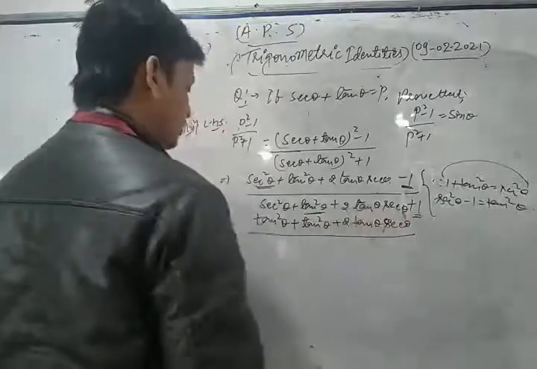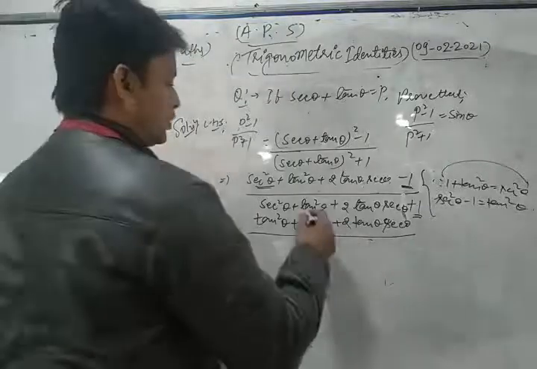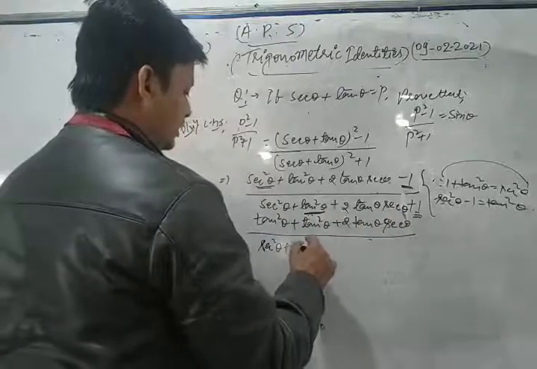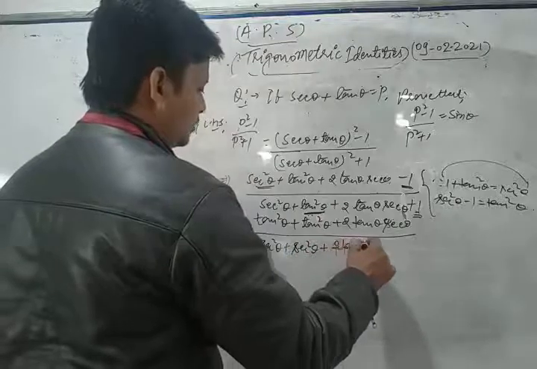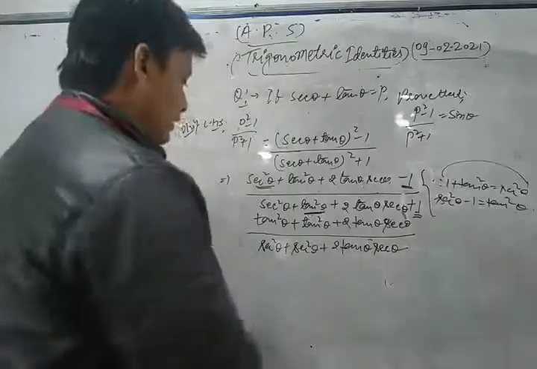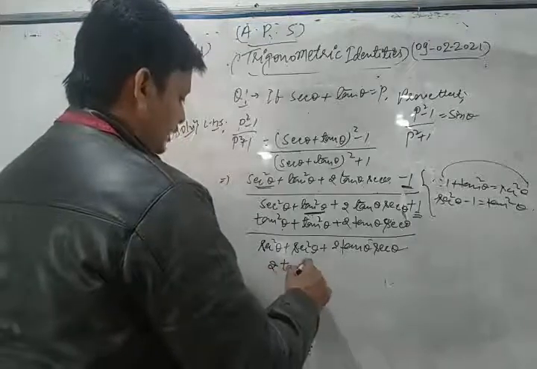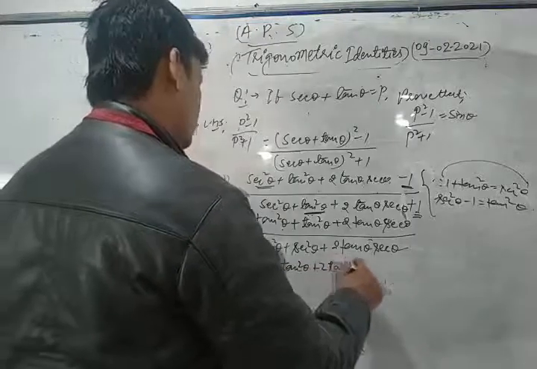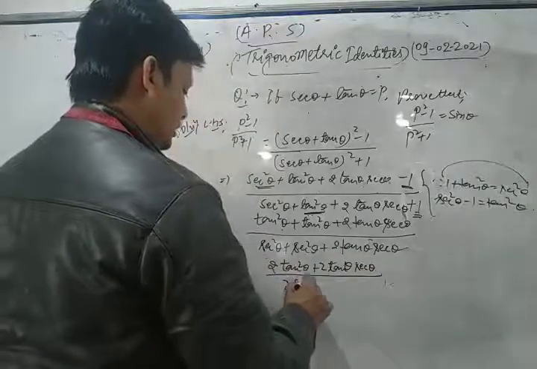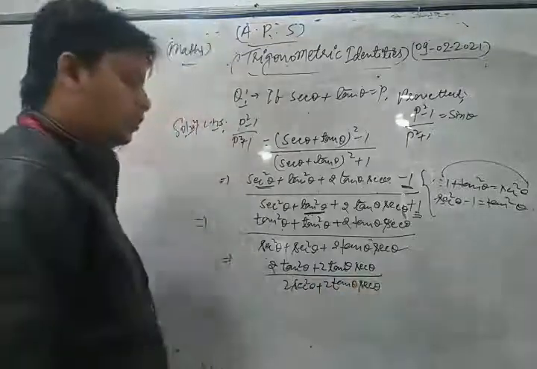1 plus tan square theta is what? Sec square theta. So in the denominator we have sec square theta, and plus 2 tan theta into sec theta write as it is. Now what do I do? In the numerator, tan square theta plus tan square theta is 2 tan square theta, plus 2 tan theta into sec theta, upon sec square theta plus sec square theta, that is 2 sec square theta, and plus 2 tan theta into sec theta.